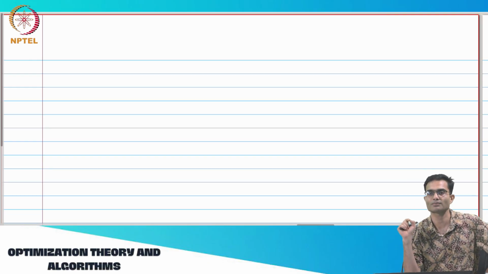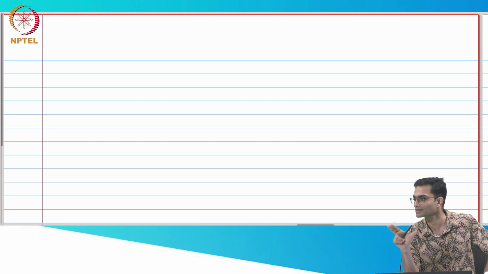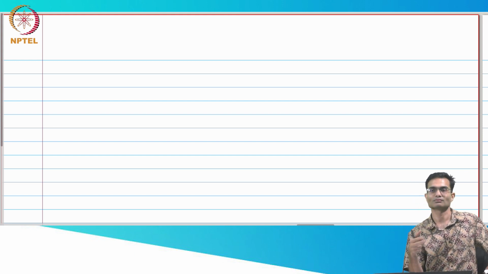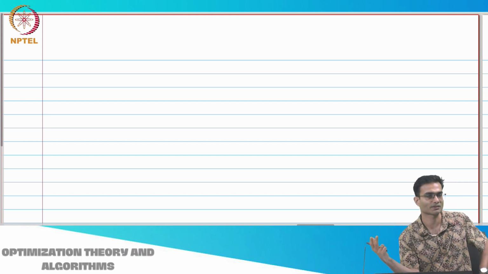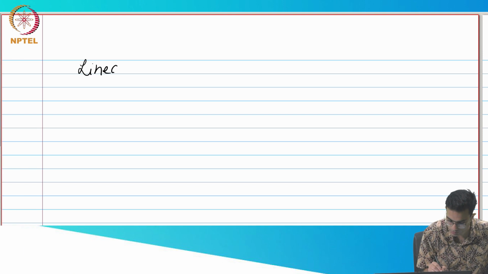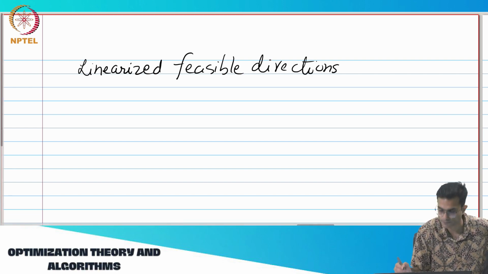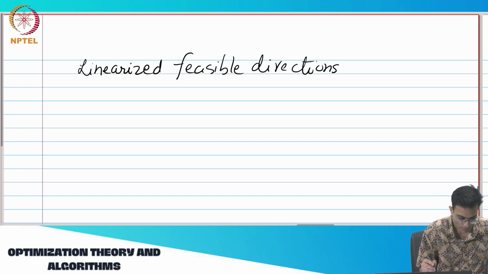Order of Taylor's theorem did we use to derive them? First order, right? So there is a formal term for these directions. They are called linearized feasible directions. How are they formally defined?